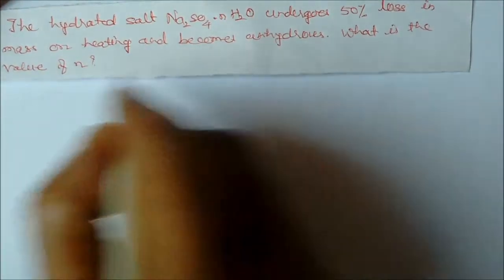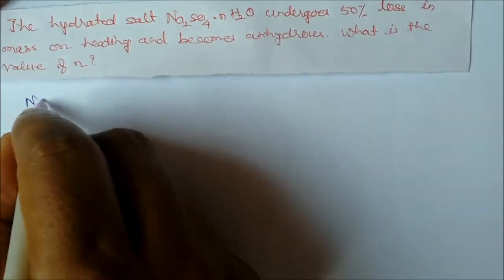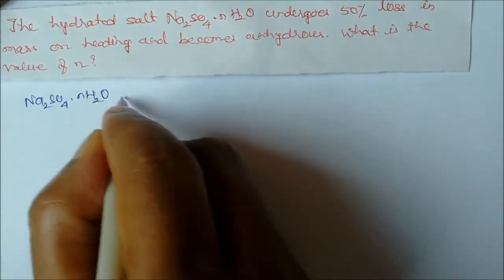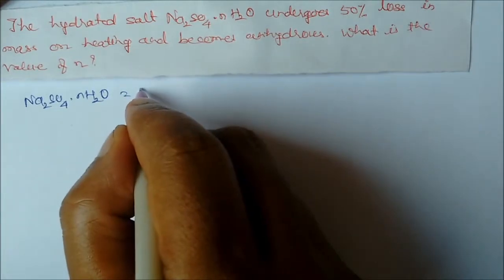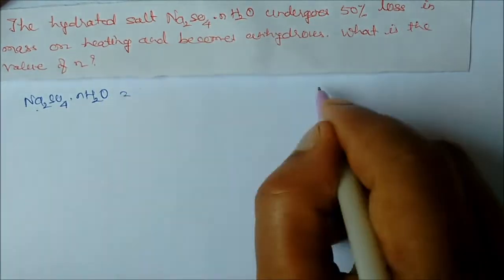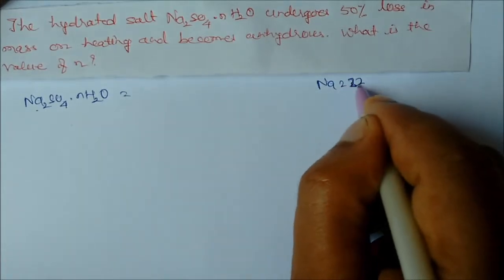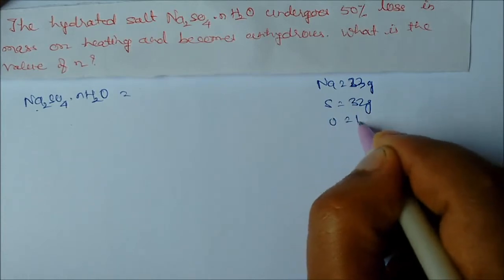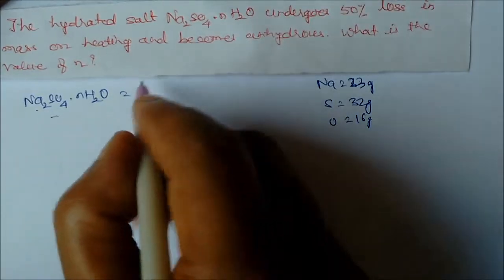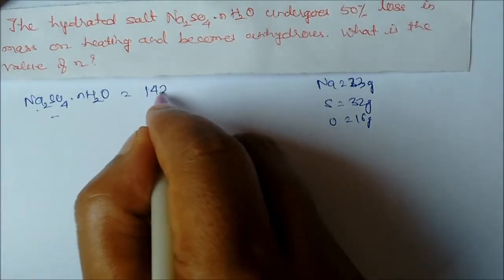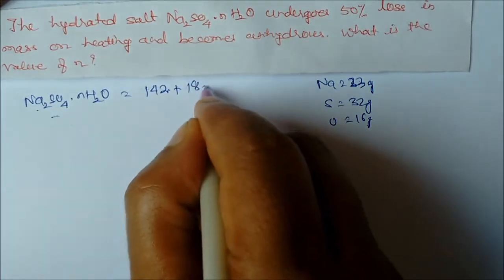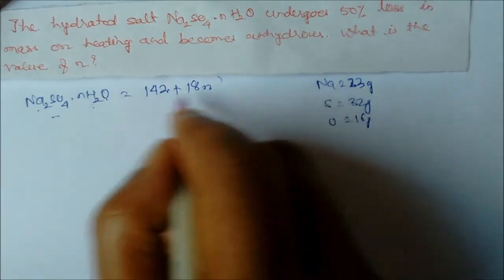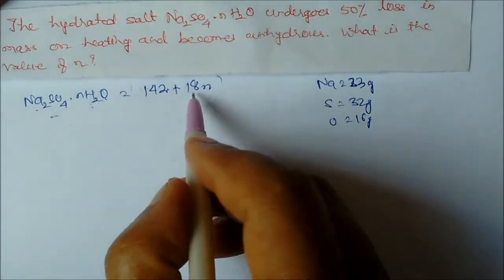So we have sodium sulfate and n molecules of water. Let us see the molar mass of this. Sodium is 2 into 23, sulfur is 32, and oxygen is 64 gram. So the total is 142 plus 18n, where 18 is 2 gram of hydrogen plus 16 gram of oxygen. So this is the total weight of the hydrated salt.